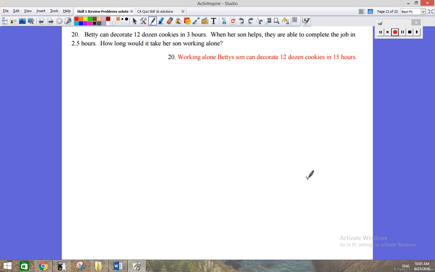Number 20. So Betty can decorate 12 dozen cookies in 3 hours. With her son's help, she's able to complete the job in 2.5 hours. How long does it take the son working alone? So how long it takes the son working alone, that's going to be my variable x. If she can do it in 3 hours, she's getting 1/3 of the job done per hour. We don't know what part of the job her son is getting done per hour. We call that x, so it's 1/x. And together they have it as 2.5.